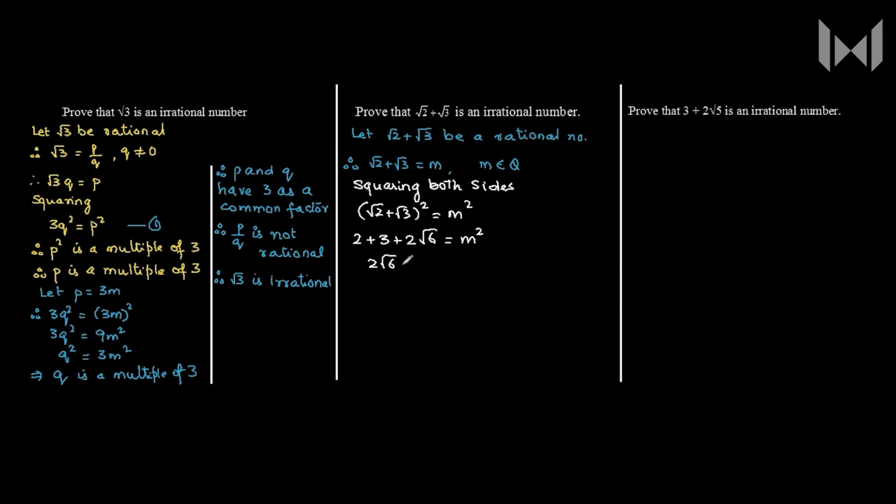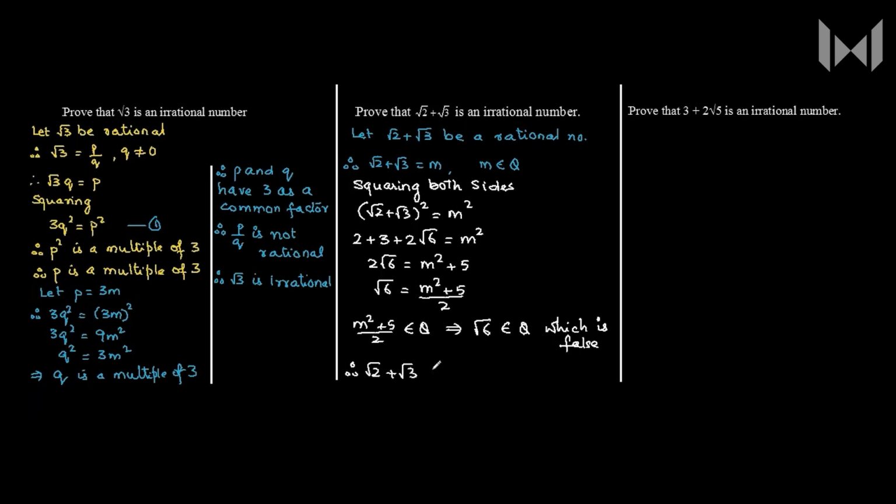Now this is 2 plus 3, 5. We take it to the other side, so it becomes m square minus 5, and so finally we have root 6 is equal to m square minus 5 upon 2. Now m square minus 5 upon 2 also belongs to the set of rational numbers. That implies root 6 belongs to the set of rational numbers, but we know root 6 is irrational, which is not true, and therefore root 2 plus root 3 is irrational.